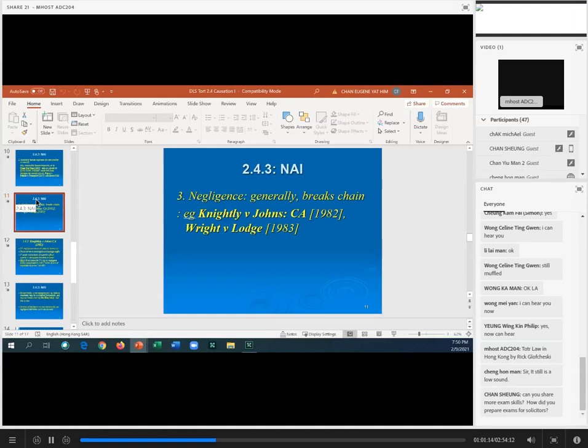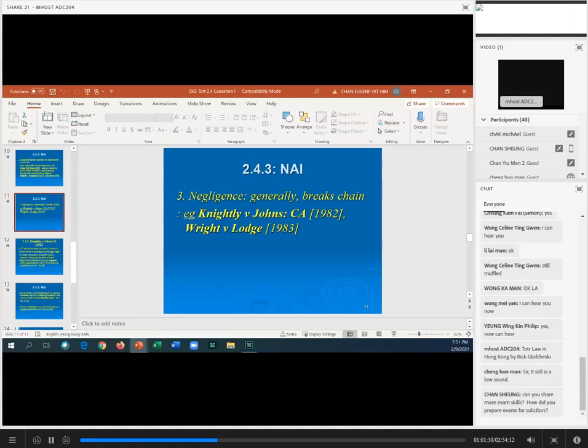Okay, so that's Knightley and Johns and Wright and Lodge. I'd say Knightley and Johns is your must-know case on Novus Actus Interveniens. It was not reasonably foreseeable that the police would act without complying with their own standing orders. They made a series of mistakes which was not reasonably foreseeable. Okay, a series of acts of ineptitude by the police was not reasonably foreseeable.